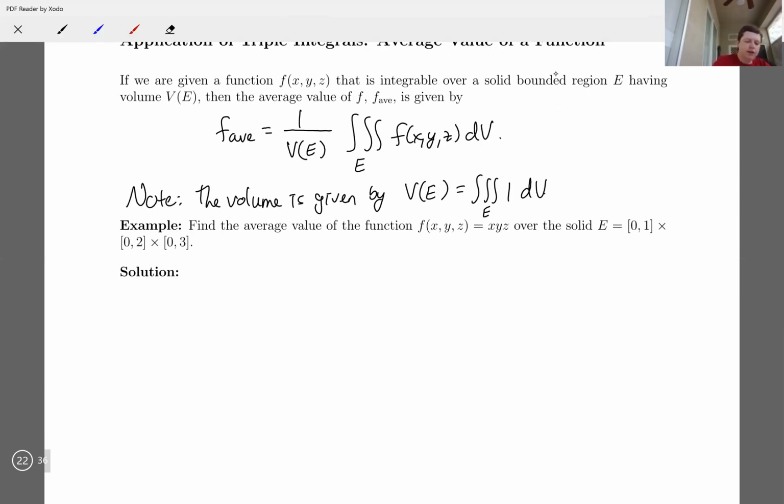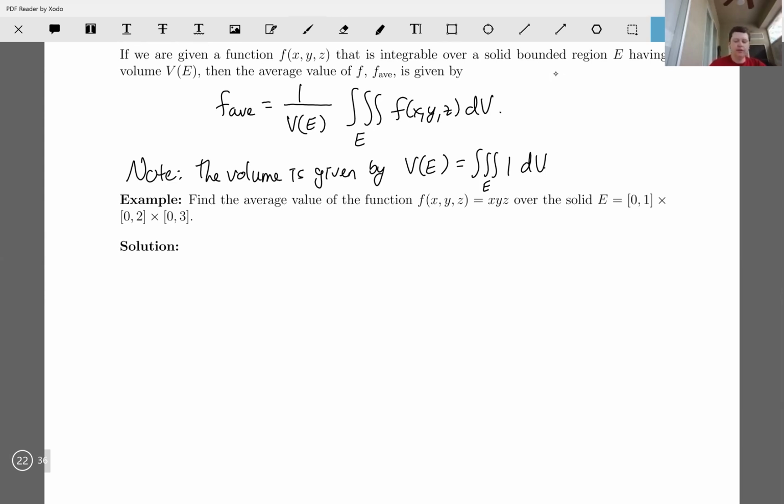So let's do an example. Let's find the average value of the function f of x, y, and z being x times y times z over the solid here, which happens to be the box [0,1] by [0,2] by [0,3]. So fortunately, this is a rectangular prism. So the volume of our region is simply length times width times height. So we're going to have 1 minus 0 times 2 minus 0 times 3 minus 0, also known as 6. Excellent.